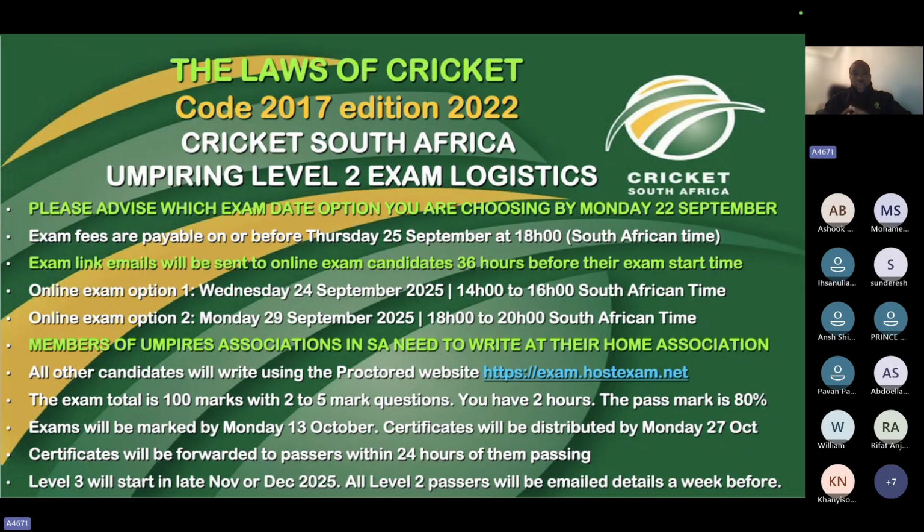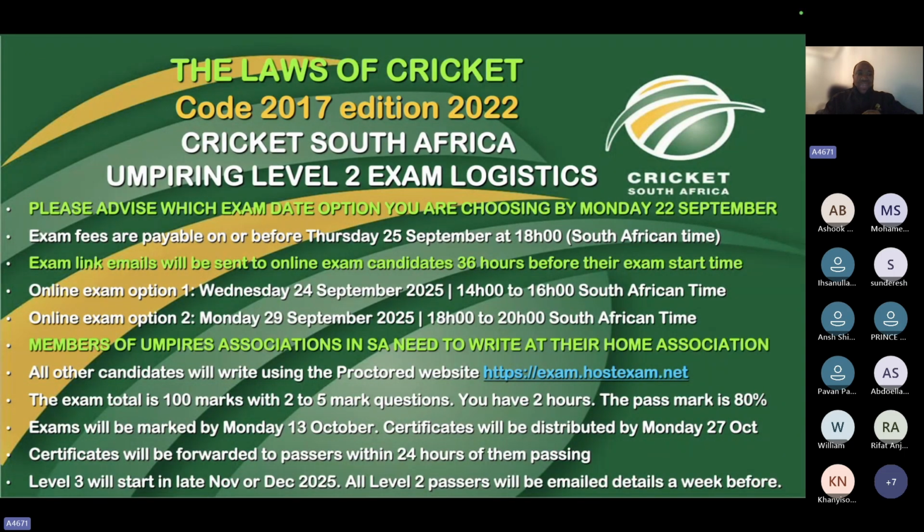So please choose one of those days and email your date to me on or before Monday, the 22nd of September. The exam fees are payable on Thursday, the 25th of September, because in South Africa many people get paid on the 25th of every month. So just in case they don't have the money to pay for the exam now, they can pay on the 25th of September. Please email your proof of payments to training@wpcua.co.za.